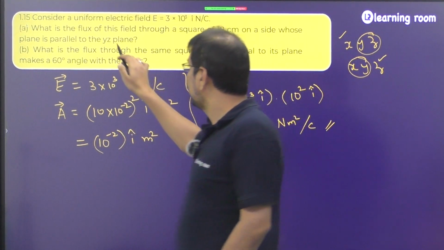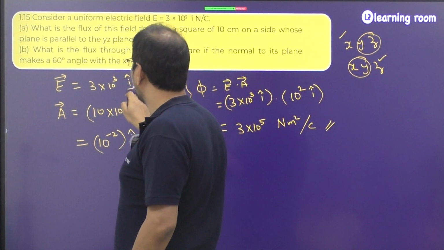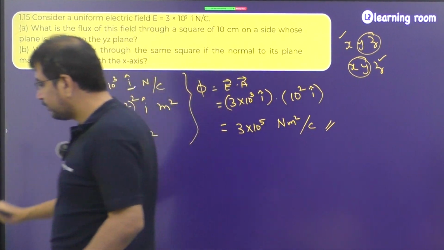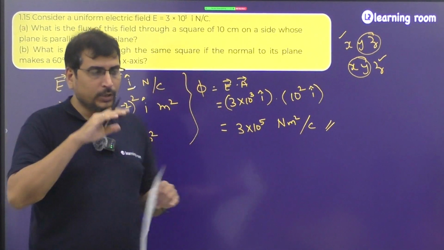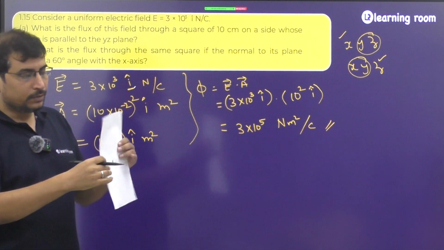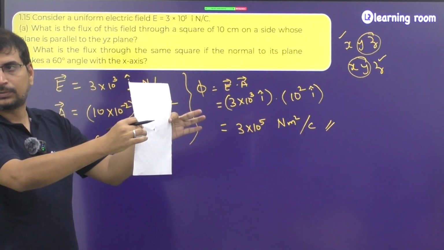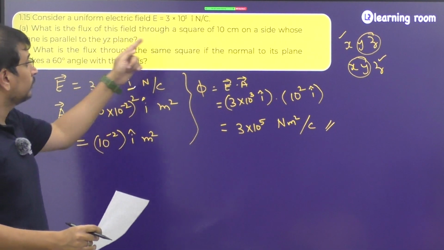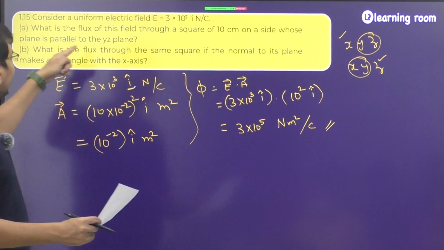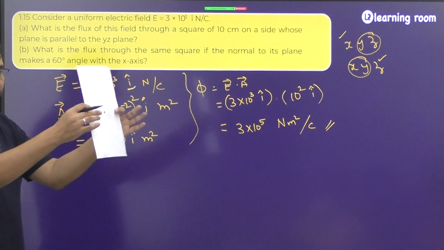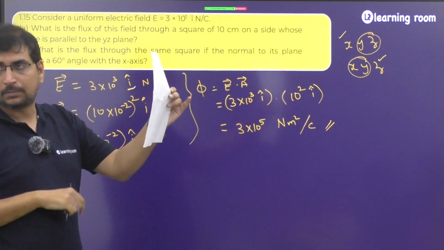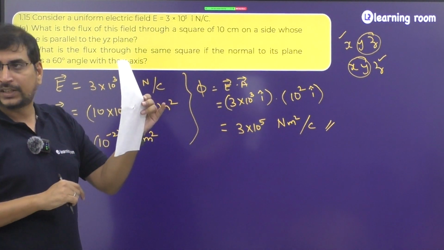No. See, there is a uniform electric field in the x direction. Let's say there is a field going like this. In that field, they have placed a square like this. And how is that square? The plane of the square, how is it? Its plane is parallel to the YZ plane. So the square's plane is parallel to the YZ plane. So how is its area vector?